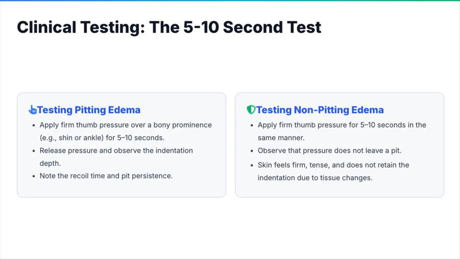To clinically test for these conditions, apply firm thumb pressure over a bony prominence for 5 to 10 seconds. For pitting edema, observe the indentation depth and recoil time. For non-pitting, note the lack of indentation and the firm, tense quality of the skin.